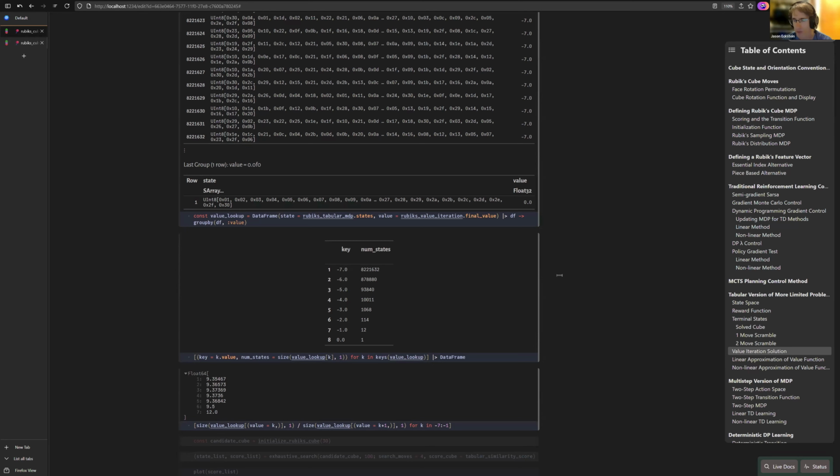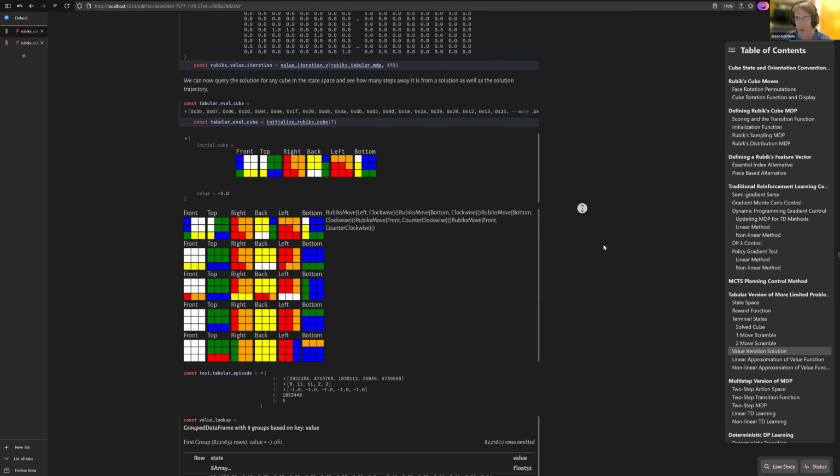So are there any questions about this tabular solution? Or how useful it may be?